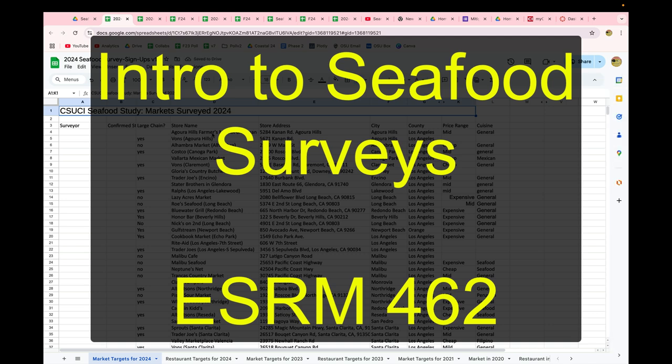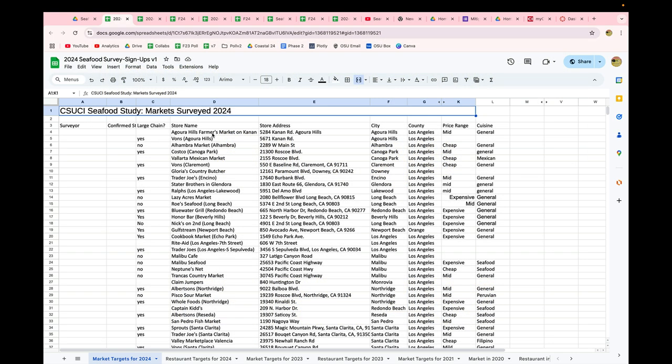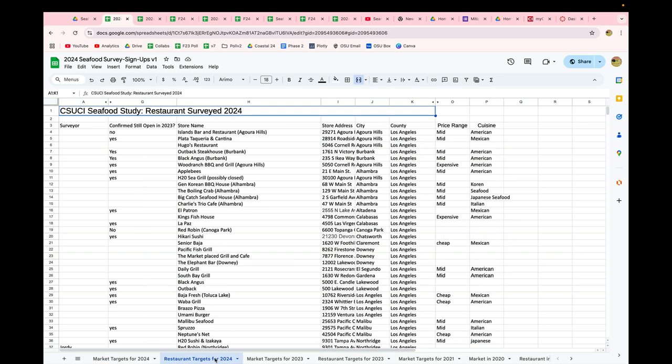Firstly, everything is broken up into markets and restaurants. They're separate data, they're related, but they're separate data collection efforts. Everybody's going to be required at the end of this to do 2 markets and 4 restaurants. So you can go to the sign-up sheet, the one that says 2024. There's one for you to sign up for a market and sign up for a restaurant. To start with, you're only going to sign up for 1 market and 1 restaurant.